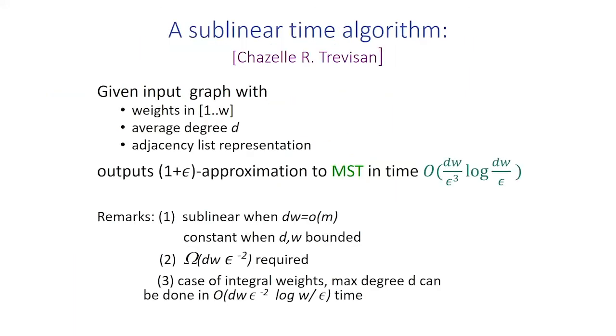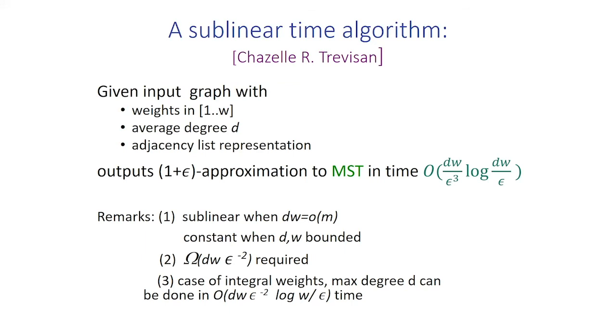Okay, well, what we're going to do is, given an input graph with weights in the range 1 through W, an average degree D, and an adjacency list representation, output a 1 plus epsilon approximation to the MST in time DW over epsilon cubed times this log factor. Where D is the average degree, W is the maximum weight, and it's over epsilon cubed. So notice there's no direct reference to the number of nodes in the graph. Okay, so it's sublinear when D times W is little o of the number of edges. It's constant when D and W are bounded by a constant.